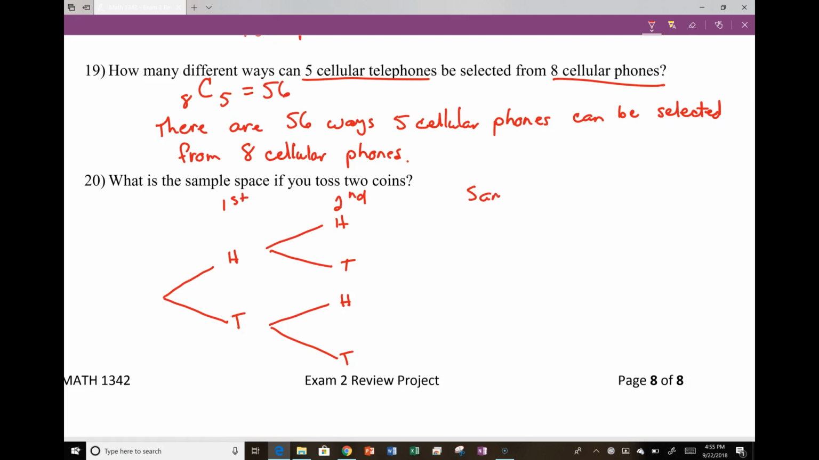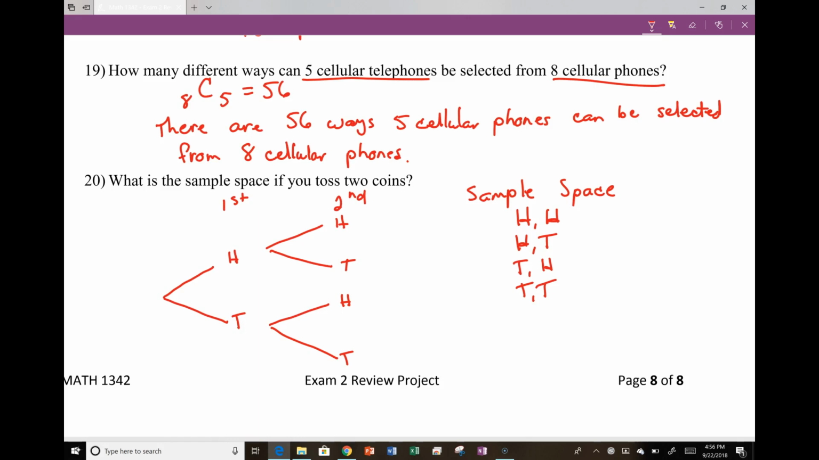So my sample space is, I'm going to follow the branches. I get a head and a head. Then I get a head and a tail. Then I could get a tail, head, or I could get a tail and tail. So here's my sample space.